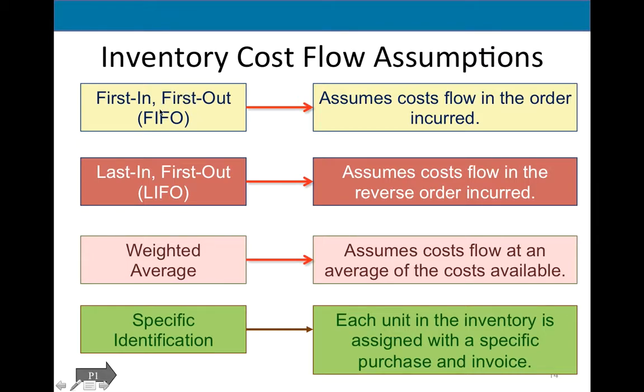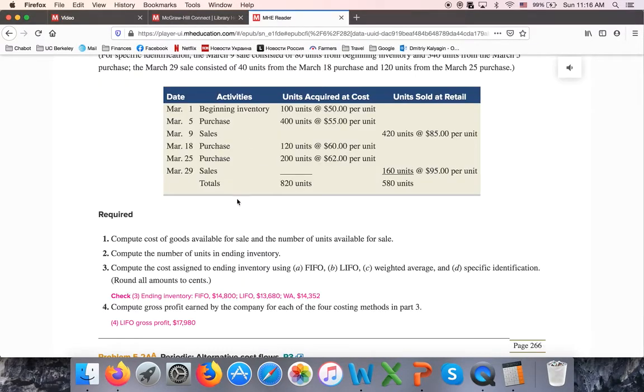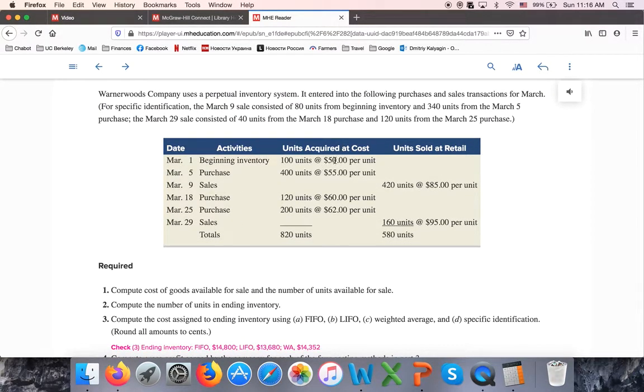So if I'm selling older items first, in the example of this problem, they're cheaper items. So my cost of goods sold will be lower. And I'm keeping newer items. So if I sell older items first, that means I am keeping in my inventory newer, more current, more expensive items. So my merchandise inventory will be higher, my current assets will be higher, my current ratio will be higher, my profit will be lower, which means my taxes will be lower. So this is the idea.